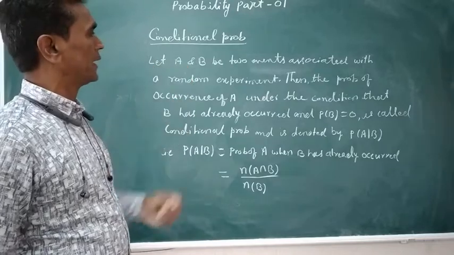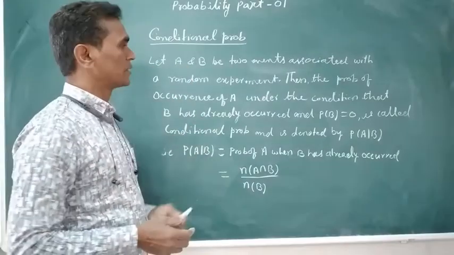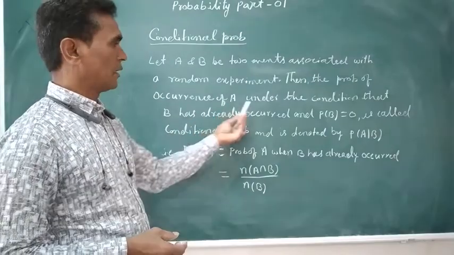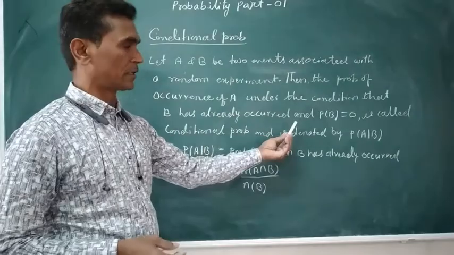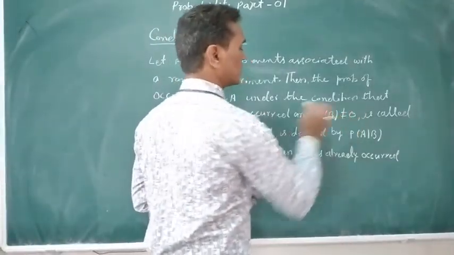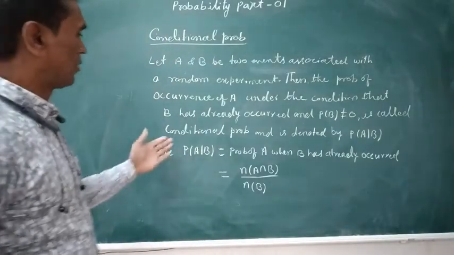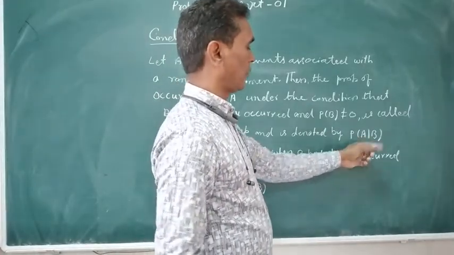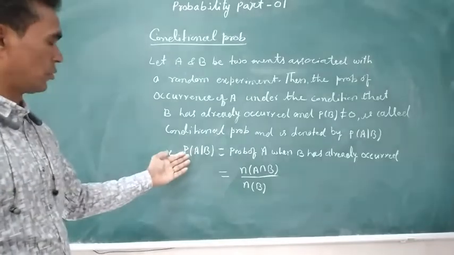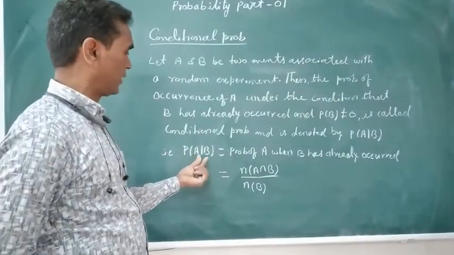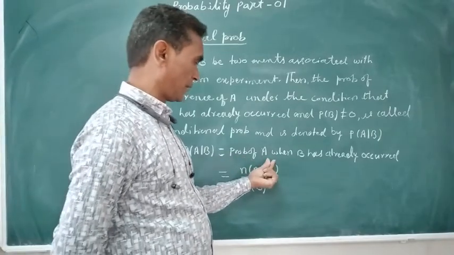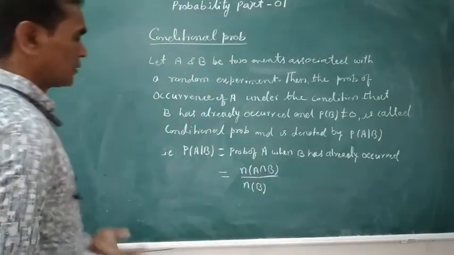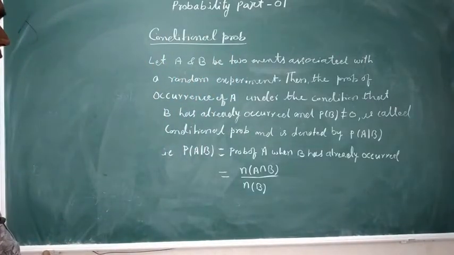Let there be two events A and B associated with a random experiment. Then the probability of occurrence of event A under the condition that B has already occurred, and probability of B is not equal to 0, is called conditional probability and is denoted by P(A/B). You can read P(A/B) as the probability of A when B has already occurred. Now you can understand this with the help of one example.